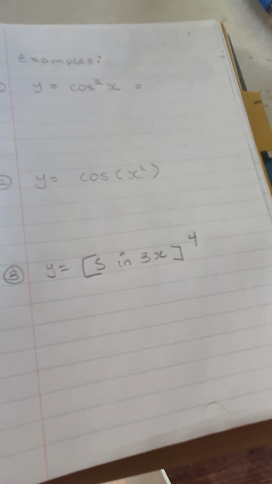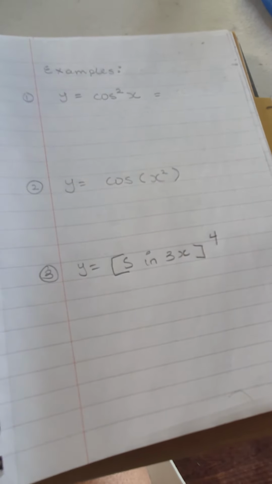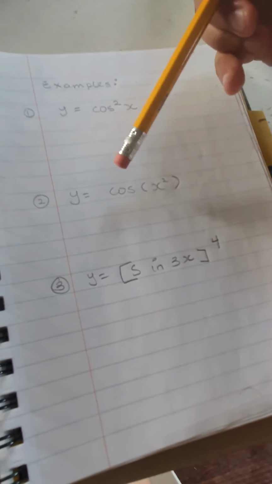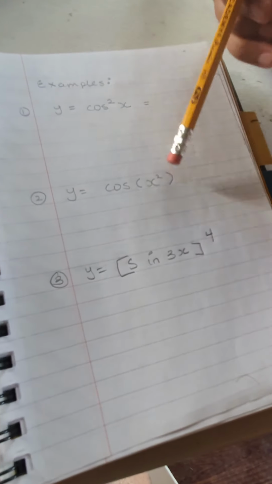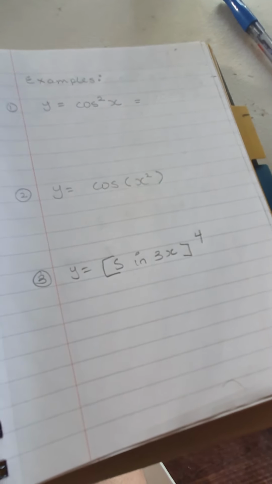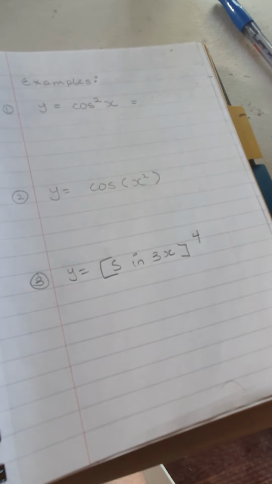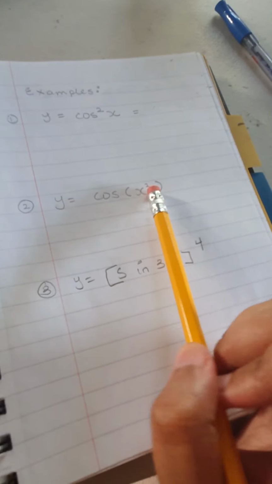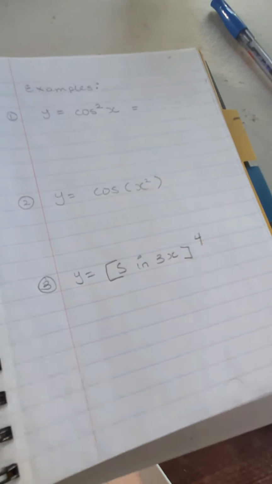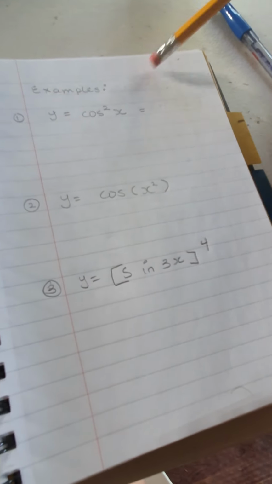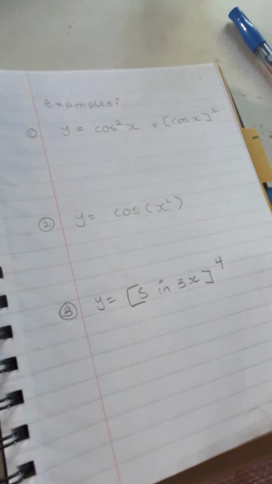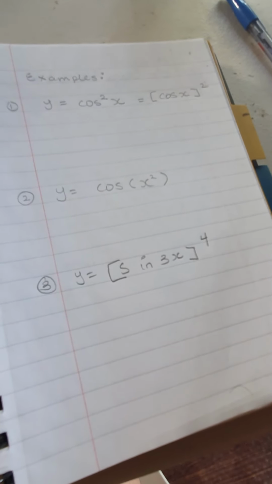Okay, so for the first one, we have cos squared x, right? And then for the second one, we have cos x squared. Now, if you notice, they look similar, but they're actually different, right? So this one, the square is only on the x, so just the x is being squared. For this one, however, the entire thing is being squared. So you're going to see it written like this, but it can also be written like this here. So it's cos x, all that is squared, right? So if you want, you can rewrite it like that.